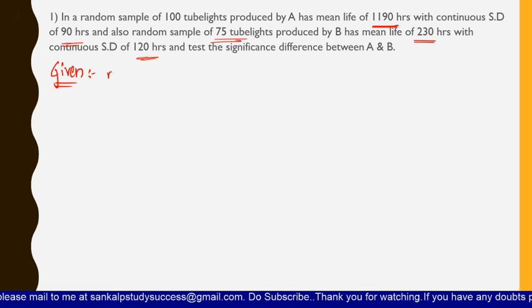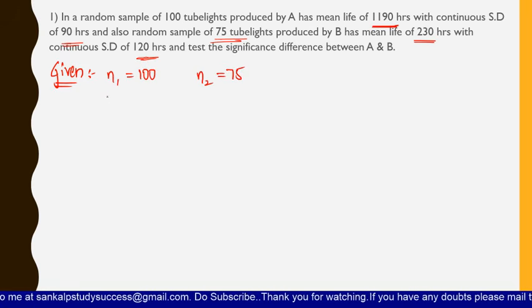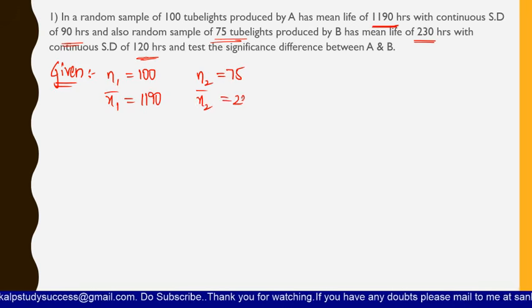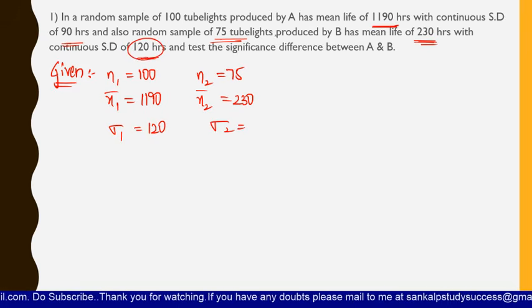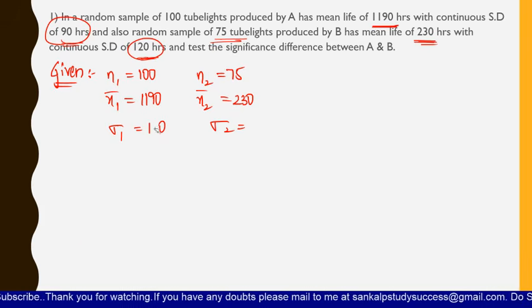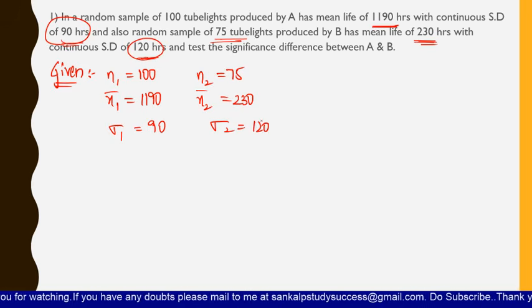So let us write n1 is equal to 100, n2 is equal to 75, right? Here x1 bar is 1190 and x2 bar becomes 230, right? This is the value of mean life. Then sigma 1 is 90 and sigma 2 becomes 120. So we have all the values of n1, n2, x1 bar, x2 bar and sigma 1 and sigma 2.